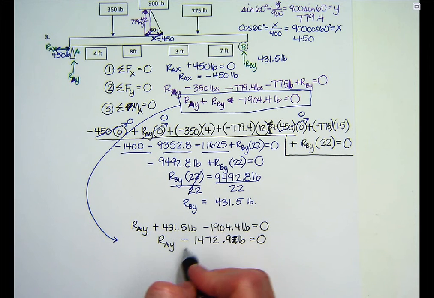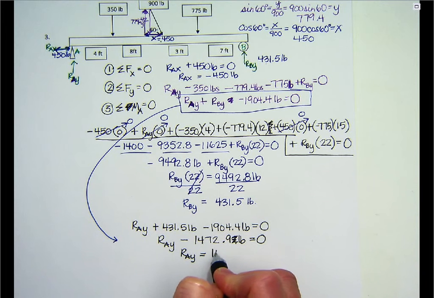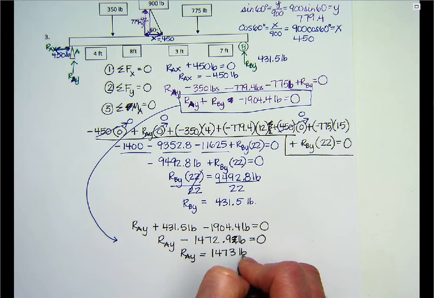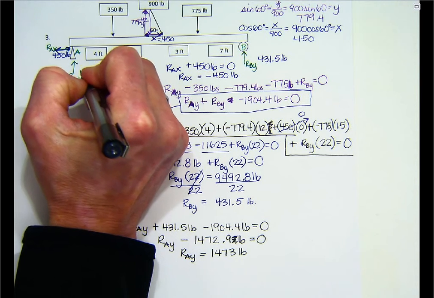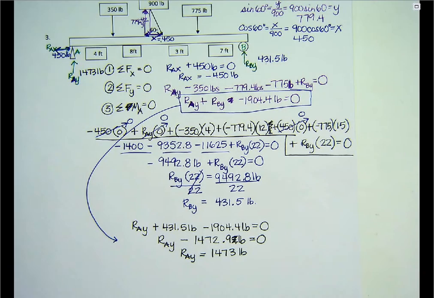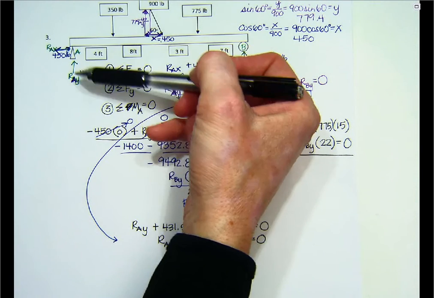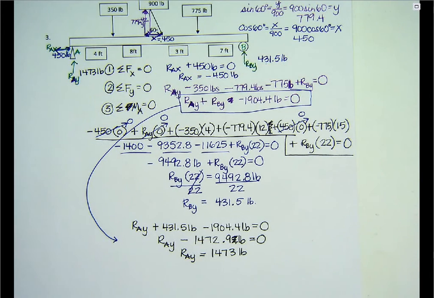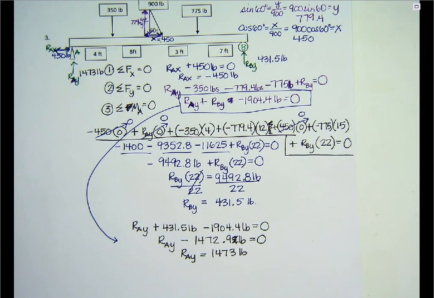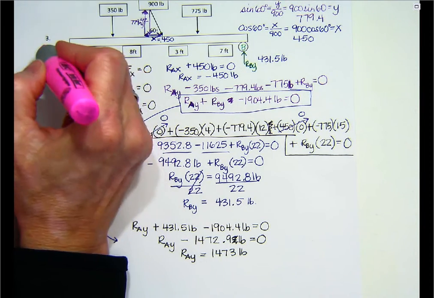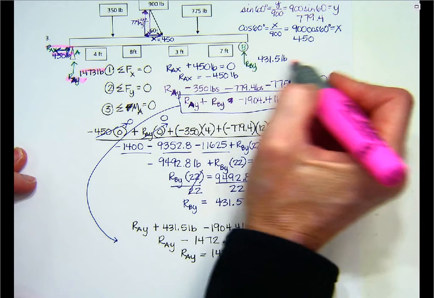And so then when I add that over, I get RAY, the reaction force at A in the y direction, equals 1,473. Let's just go ahead and round that up, pounds. So the reaction force at A in the y direction, 1,473 pounds. So that's how much the bridge is pushing down, and so the reaction back is the same amount so that it can stay stable, remain static. So here are my 3 reaction forces answers.